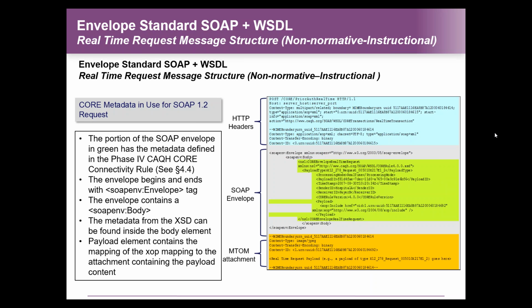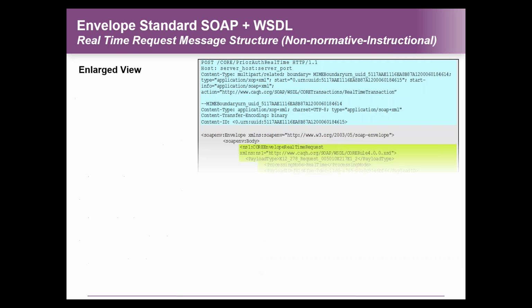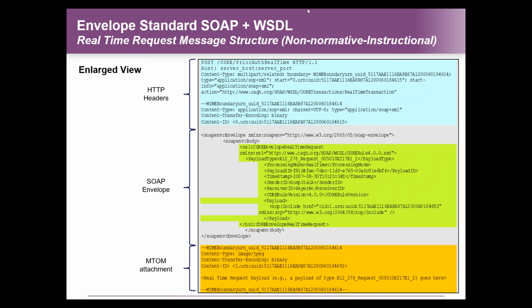Now the box on the right is the machine version of a real-time request being submitted by the 278 prior authorization. A 278 prior authorization request is our example. And what you're looking at is exactly what the server would see as it receives the message. And now, if we want to move to the next slide, this is where I got crossed up a little bit. I thought we had this on the previous one too.